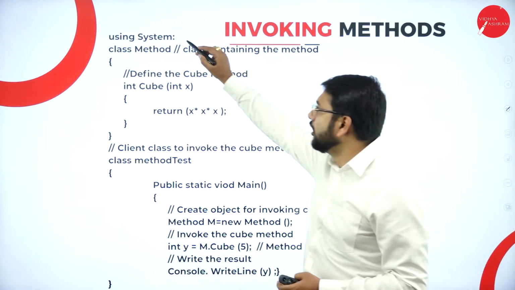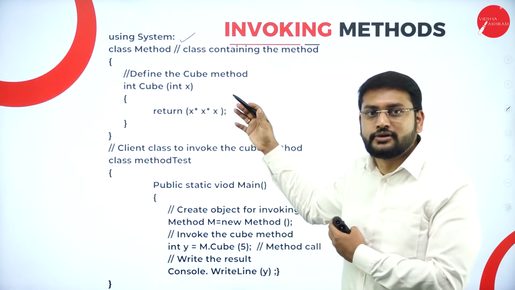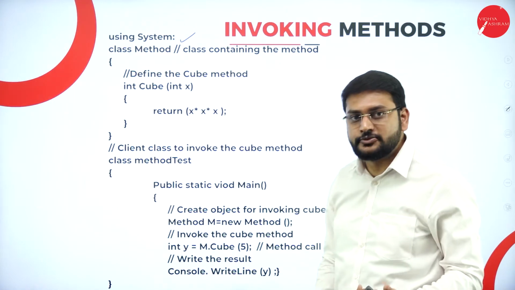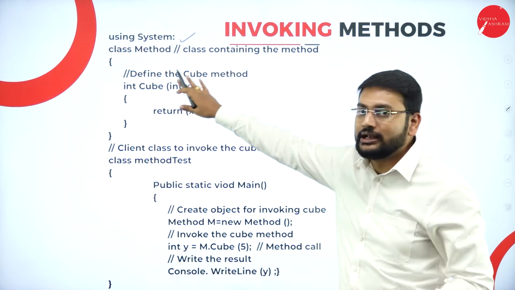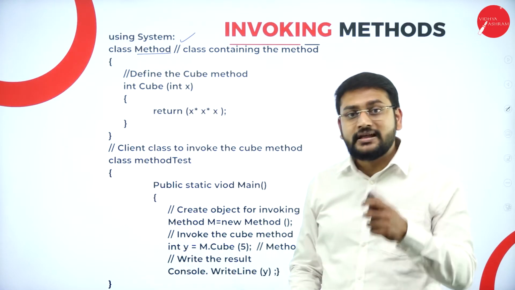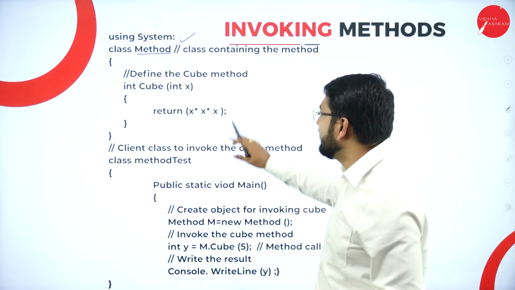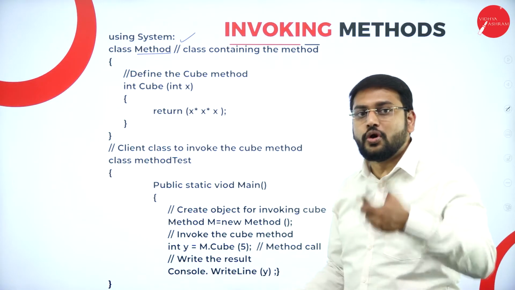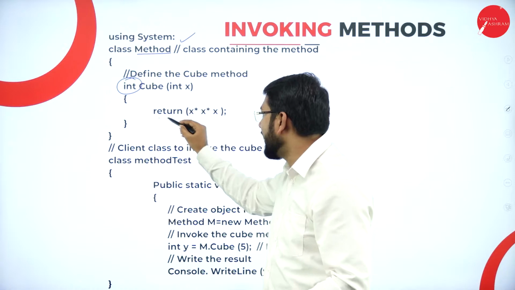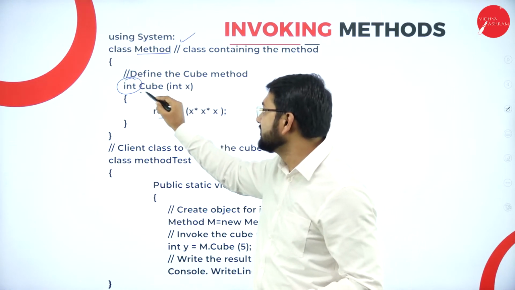You all know this, so let me not waste your time much on that. System is a namespace. I have a class. What is the name of the class that I have here? I have Method as the name of the class. In that I am defining a method. What is the return type? Int. If I use int, I should have a return statement. Do I have that? Yes. Name of the method is cube.